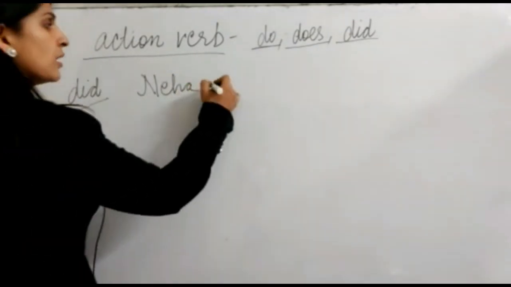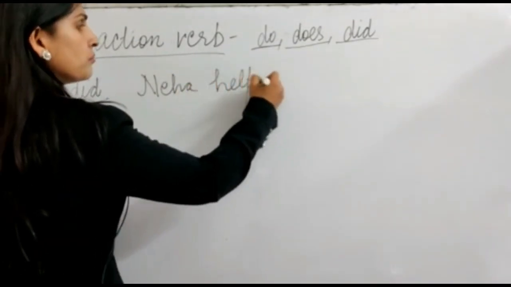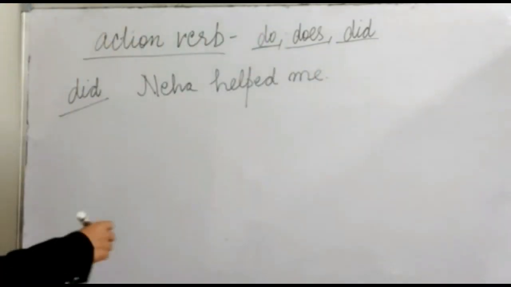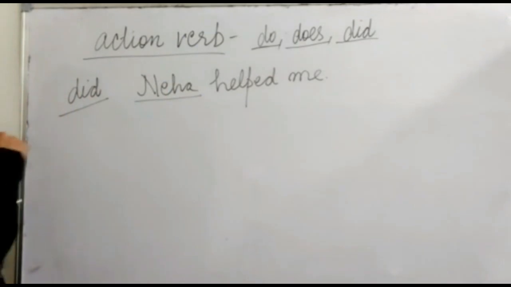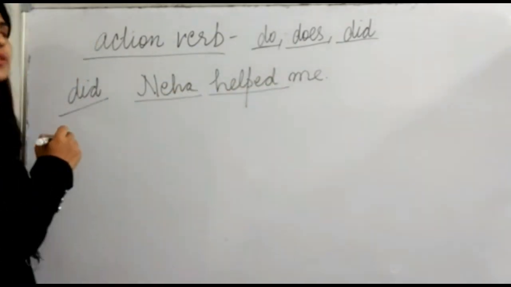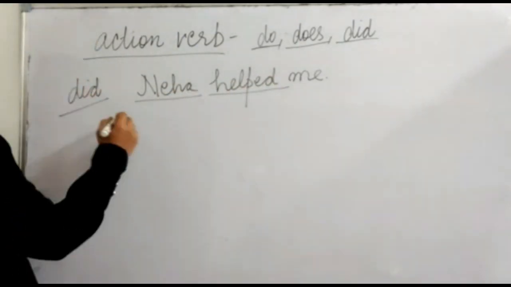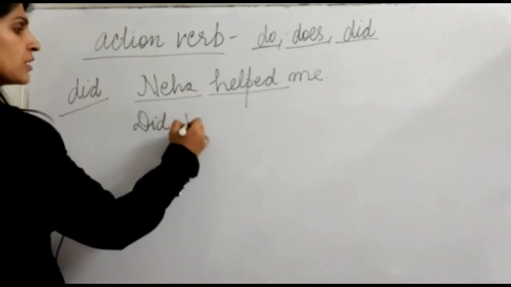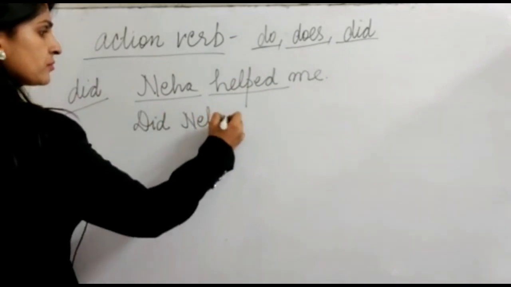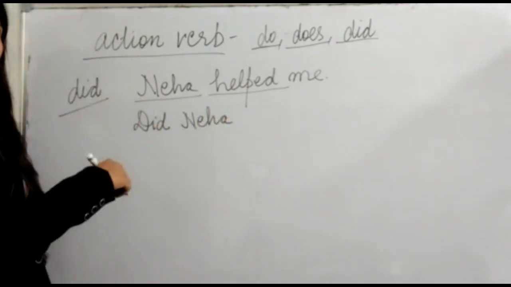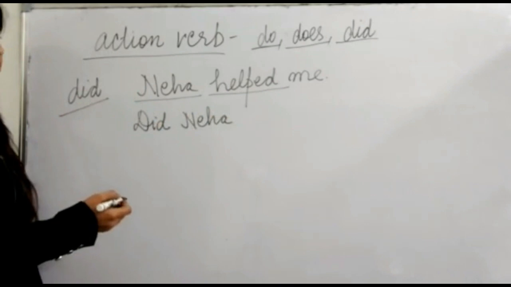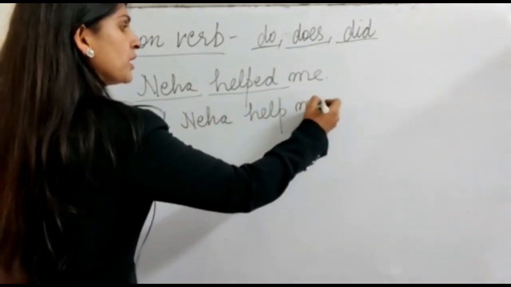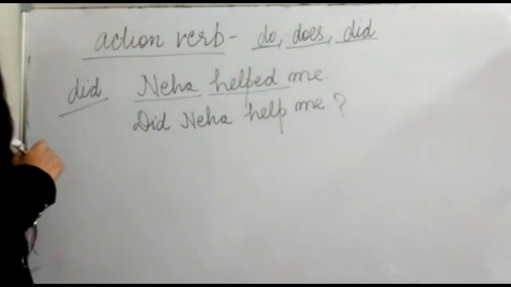Neha helped me. We have the singular subject. The verb is in past. So how will we start it? We will start it with did. Did Neha help me? We should use the present verb. Did Neha help me? And then the question mark.